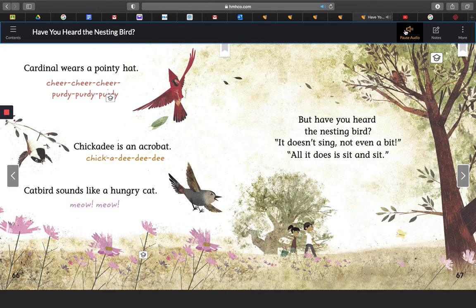Cardinal wears a pointy hat. Cheer, cheer, cheer, purdy, purdy, purdy. Chickadee is an acrobat. Chick-a-dee-dee-dee. Catbird sounds like a hungry cat. Meow, meow. But have you heard the nesting bird? It doesn't sing, not even a bit. All it does is sit and sit.